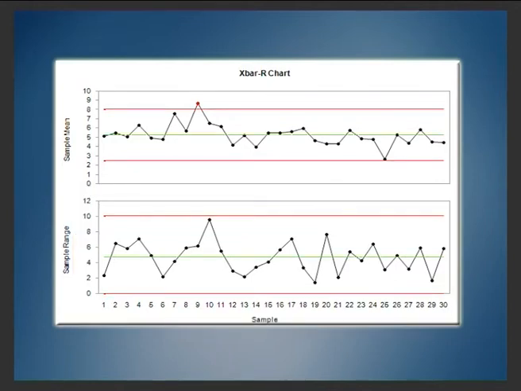The dots are the subgroup averages in the X bar chart, and the dots are the ranges of subgroups in the R chart. These subgroup averages are joined with straight lines, the R's are also joined with straight lines, and the yellow line is the central line. The two thick red lines are the upper control limit and lower control limit.